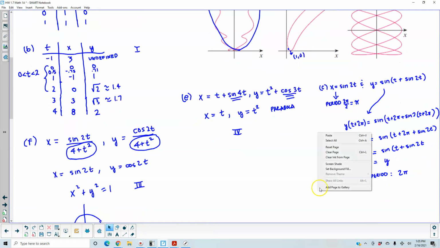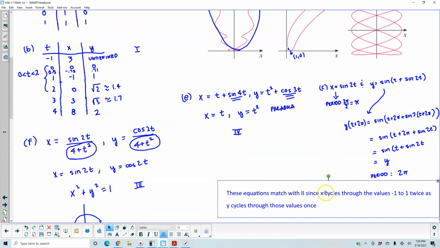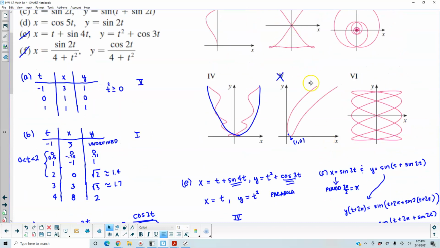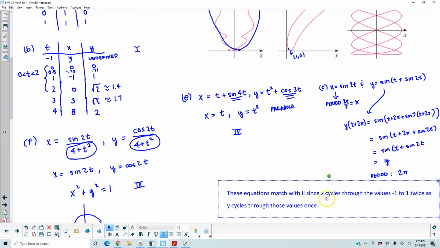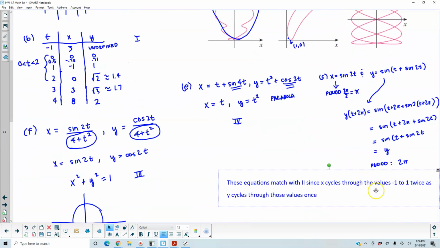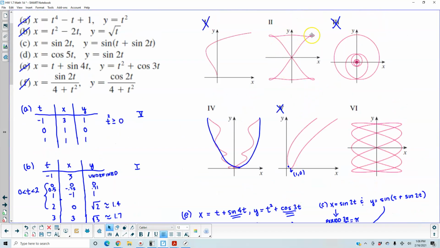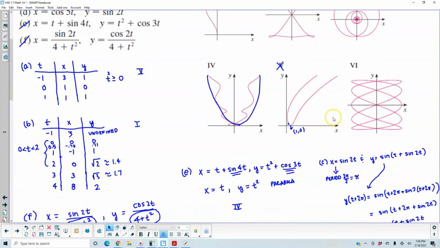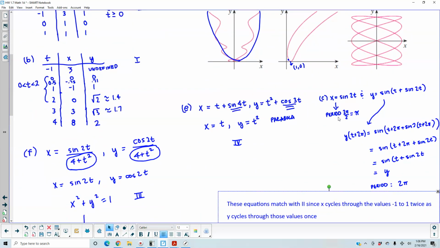So therefore, with C, we can say the following. We can say that those equations match with number 2 here. And the reason why is because x cycles through the values -1 to 1 twice. So it goes from -1 to 1 twice. And y cycles through those values only once. So it goes through once. So therefore we can say that C represents number 2.